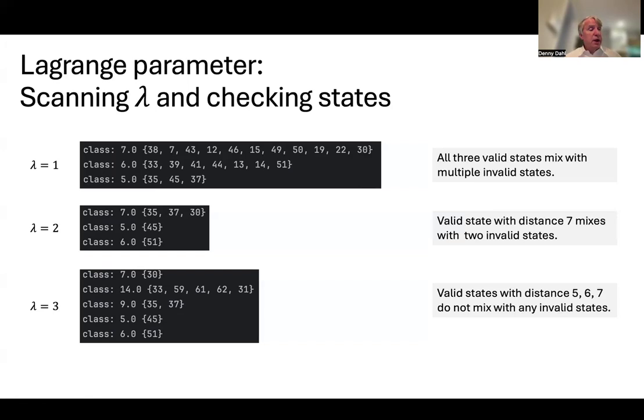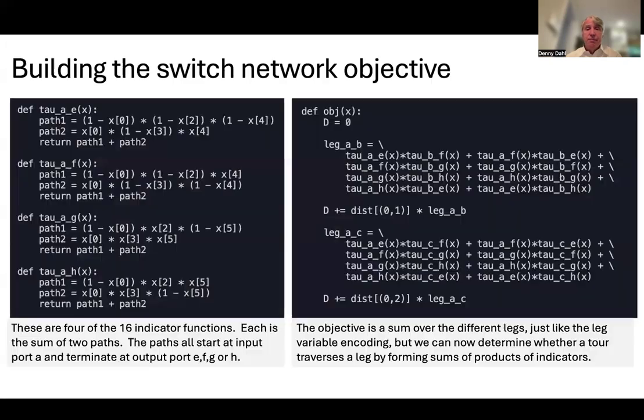In the middle box, we try lambda equal to 2. Things look better here. The tours of length 5 and 6 appear by themselves, which is good. But the tour of length 7 appears with two additional states with the same objective value. Thus, lambda is still not big enough. In the bottom box on the left, we've taken lambda to equal 3. In this case, the states with objectives 5, 6, and 7 appear by themselves. All other tours have higher energies. Thus, 3 is the smallest value of lambda in which all invalid states have higher objective than the valid states.